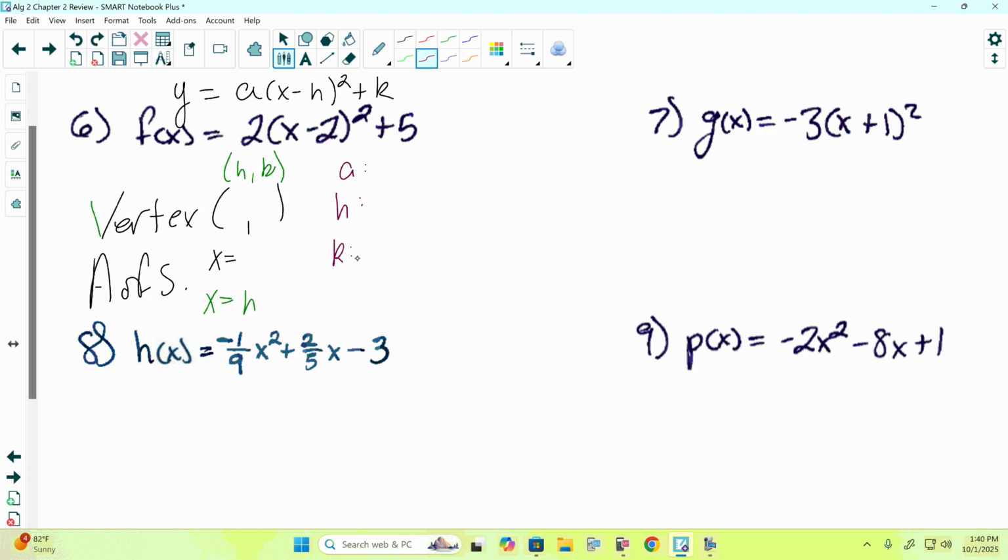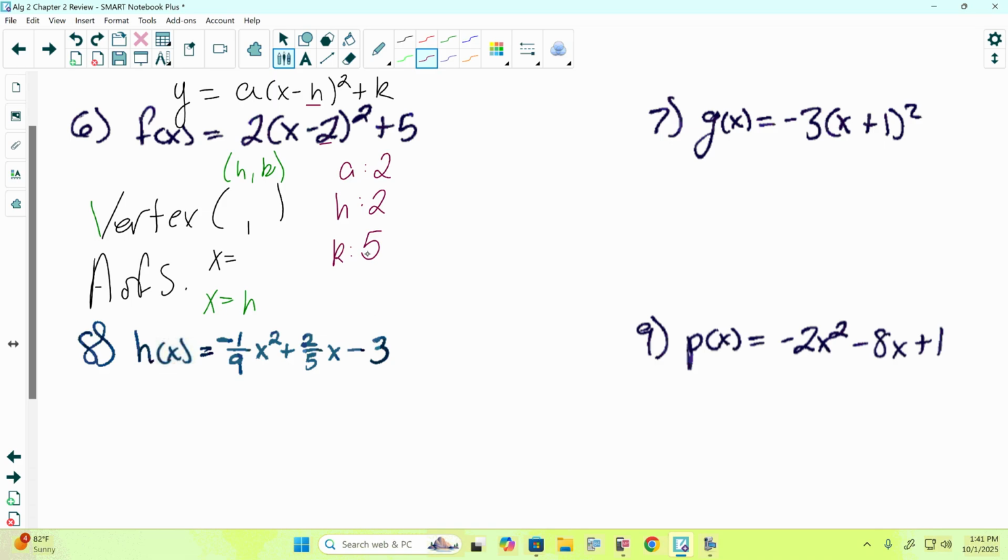Now for number 6, the value of a is going to be 2, and it's positive. H is also 2, and it would be positive. And K is 5, and it would be positive. So x minus h, x minus 2. Since it's still minus, there's not a sign change from the general form to the equation we're given. H is going to be positive 2. Plus 5, so K is 5.